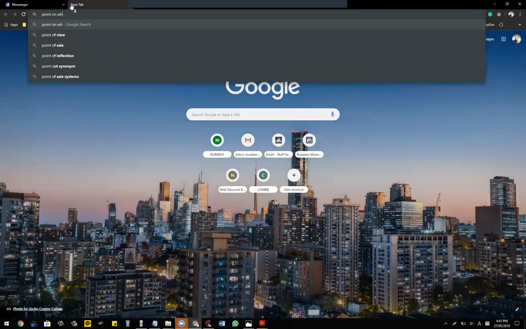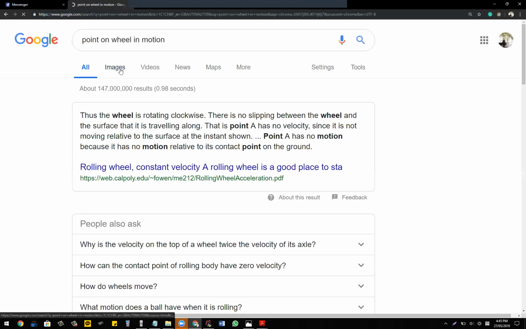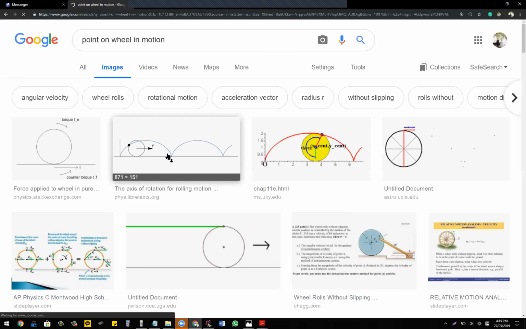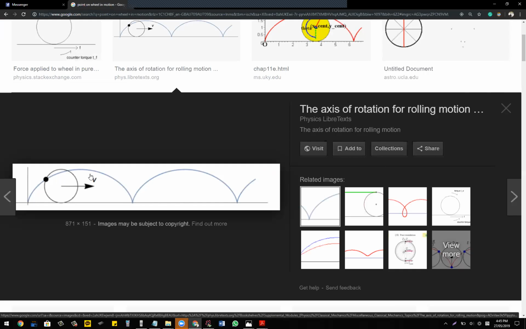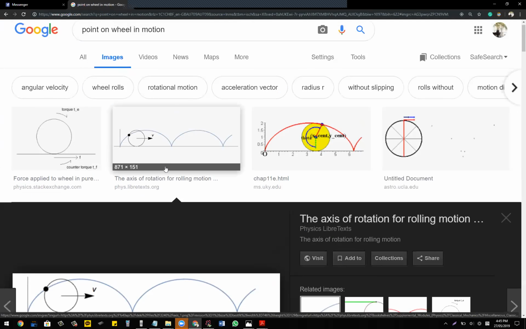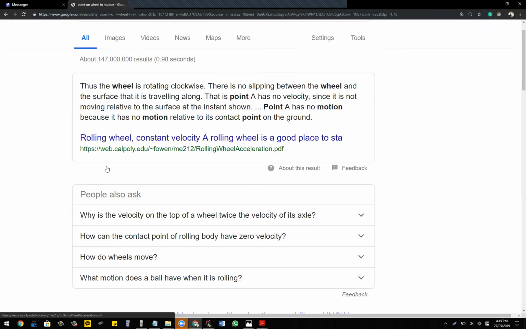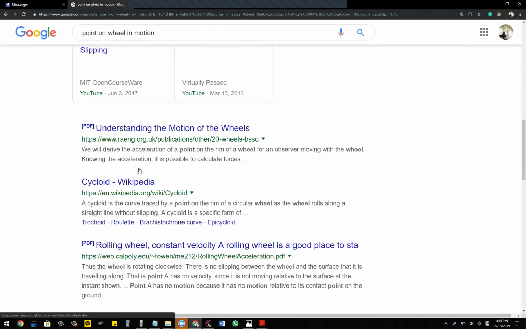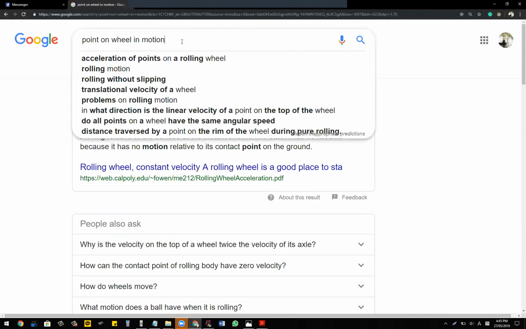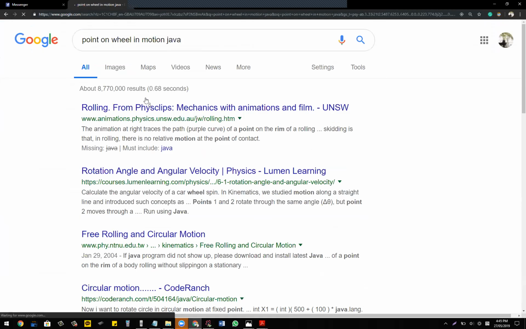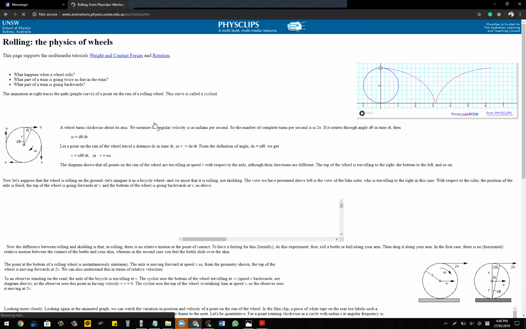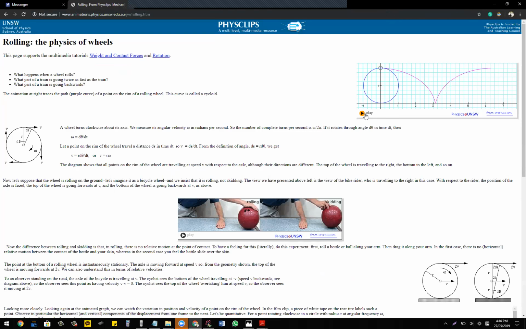Point on wheel in motion. It looks really interesting. As the wheel goes, it traces this path. We're going to actually have a look at that in motion, in a Java simulation. Let's have a look at that.